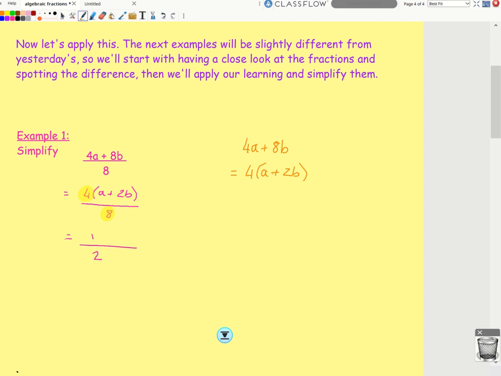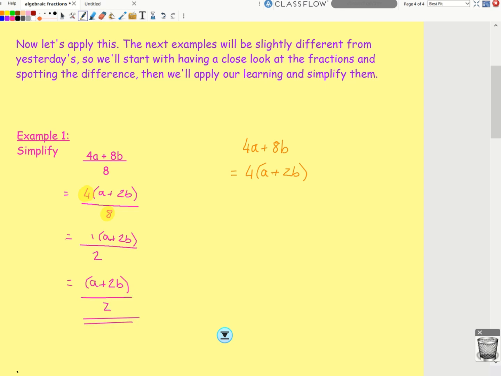So I'm going to simplify that down into a half. And that a plus 2b, I've just ignored that. So let's just stick that back in the top line again. Okay, now let's make that even neater. We don't need a 1 outside the bracket, you can ignore that. So you're just left with a plus 2b on the top line and a 2 on the bottom line.